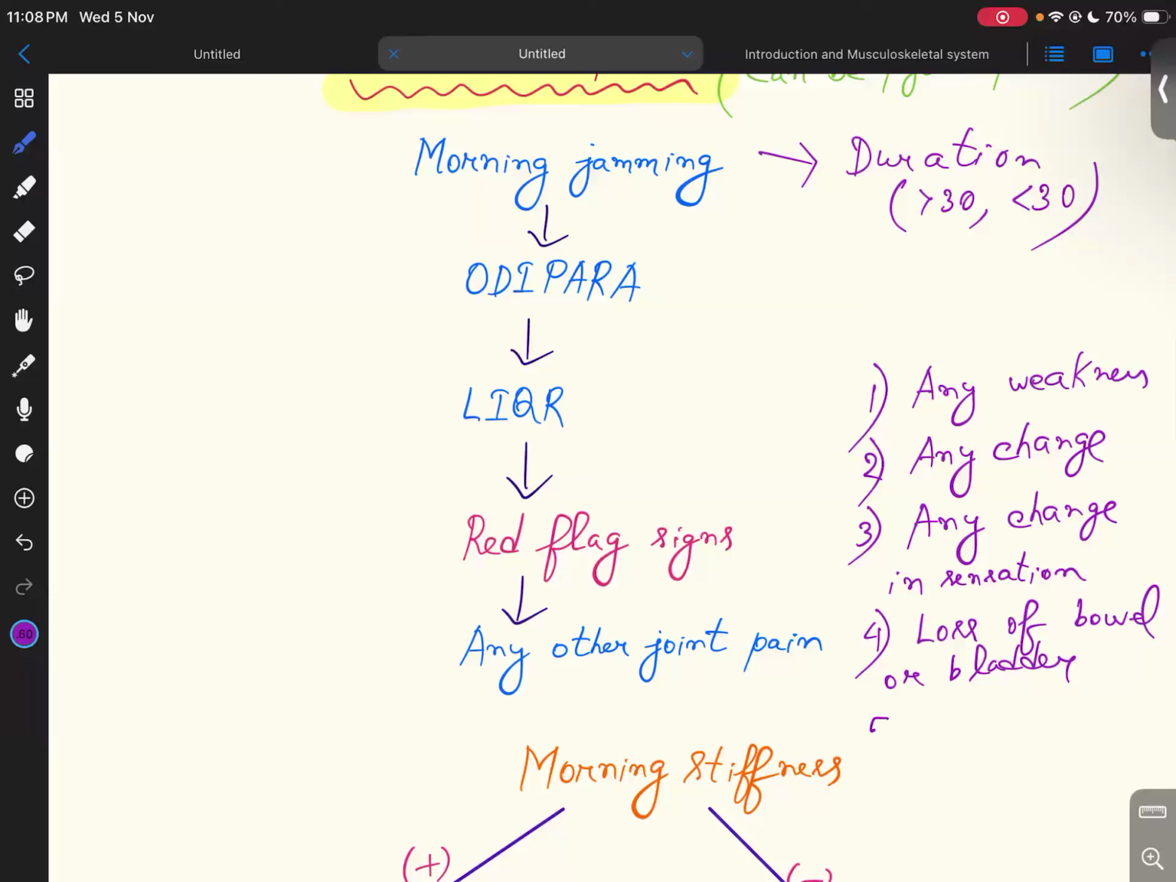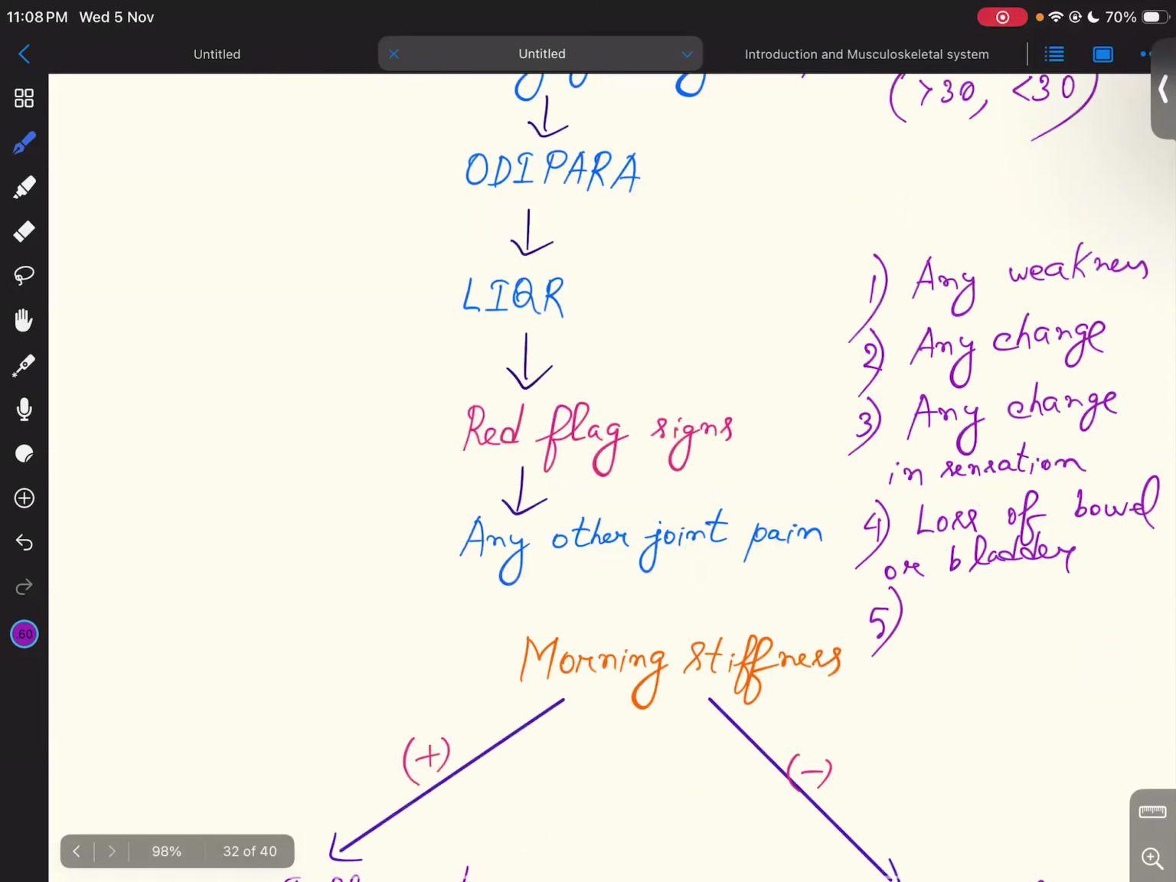The fifth question will be, has this pain anytime woken you up at night? This is a must-do question. This is night pain. The question will be, has this pain anytime woken you up from sleeping? Because night pain is a red flag sign, this indicates this pain can be due to malignancy or can be due to an inflammatory cause.